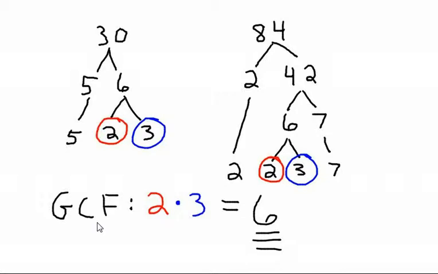Now notice there's a 2 here, and I have another 2 in 84, and I have another 2 over here. But it's a one-for-one connection. If you circle 1, 2 with the number 30, you can only circle 1 with the number 84. It has to be common to both. So you write down the factors they have in common, and you multiply them to get your GCF equal to 6.